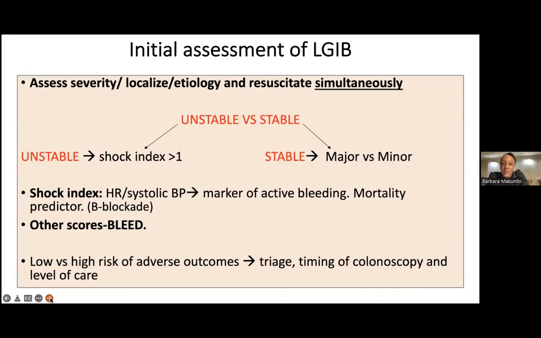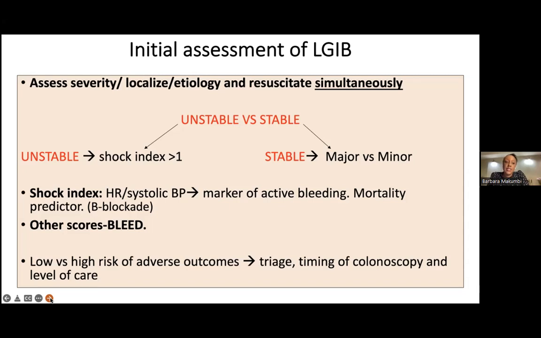For your initial assessment when you first see a patient with a lower GI bleed, you look at the patient, look at the severity, try and localize the bleed clinically, and think of an etiology based on your history and examination. But while doing this, you resuscitate the patient simultaneously. This all happens in tandem. It's important to establish whether the patient is stable or unstable.